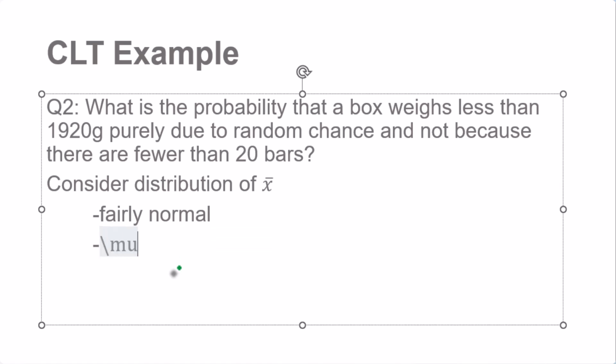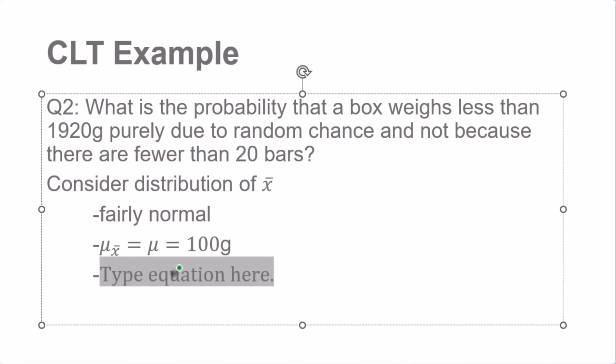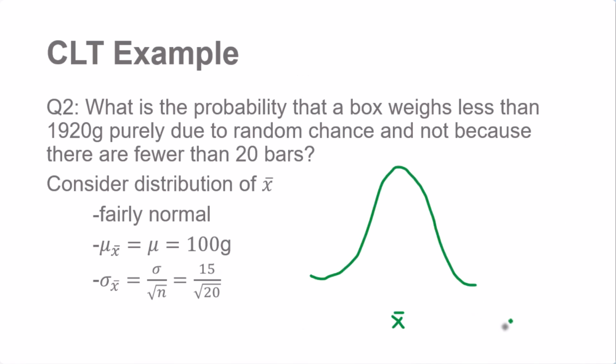The mean of our sampling distribution is going to match the population mean, which was 100 grams. And the standard deviation of our sample means is going to be the original population standard deviation, sigma, divided by the square root of n, in this case 15 divided by root 20. This isn't going to be a particularly nice number, so I'm just going to leave it as is. I'm looking at another normal distribution calculation, but it's coming from a different distribution. This is the sampling distribution.